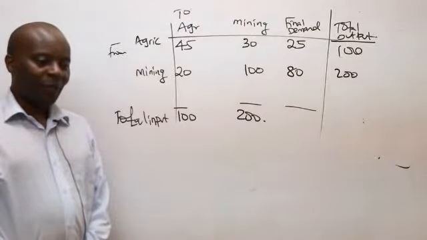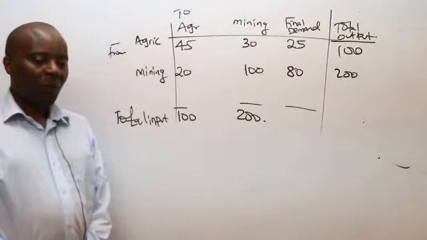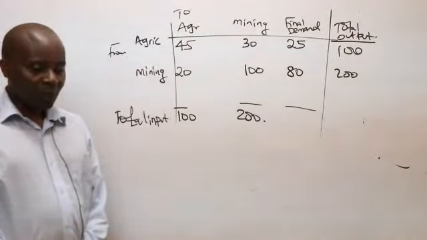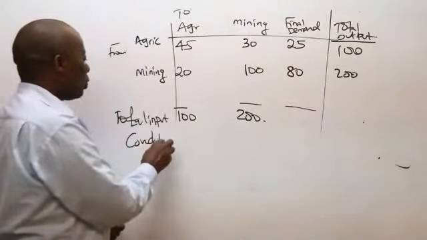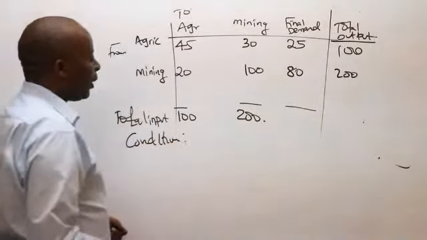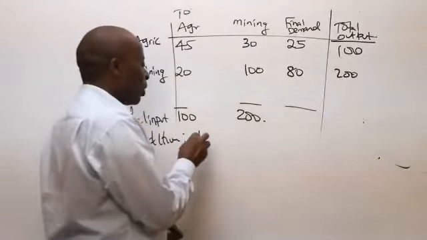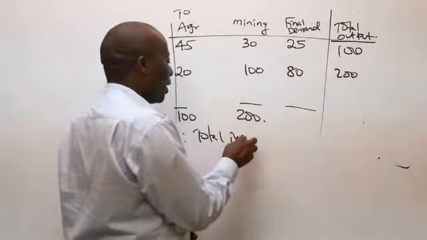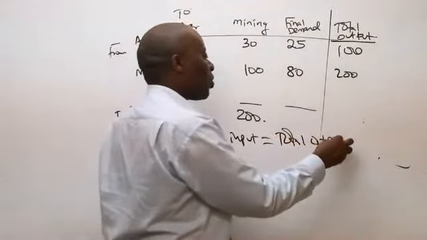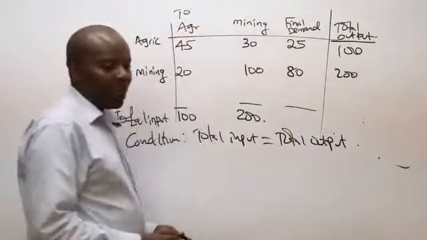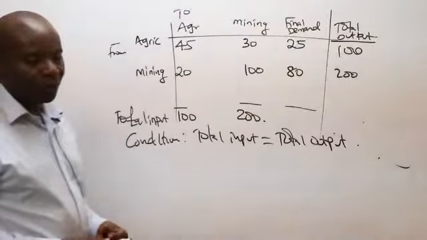Anybody who is able to see where I'm getting those figures from? Have you ever seen these figures anywhere else? Yes, total output. The first condition that you are supposed to master as students of input-output is that total input will always be equal to total output. Once you get this wrong, you can never really get anything out of this.